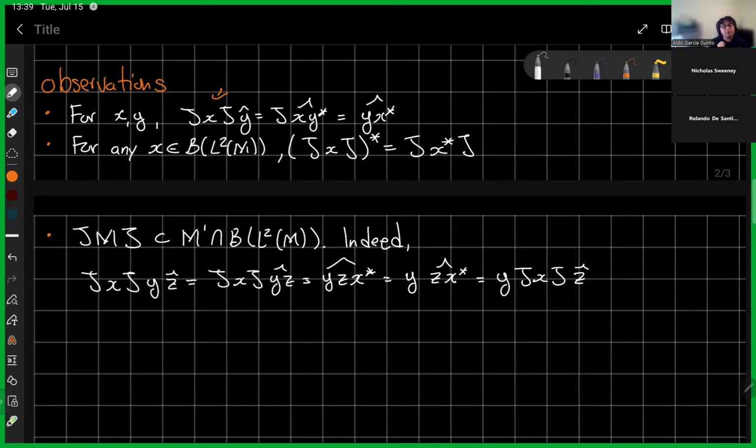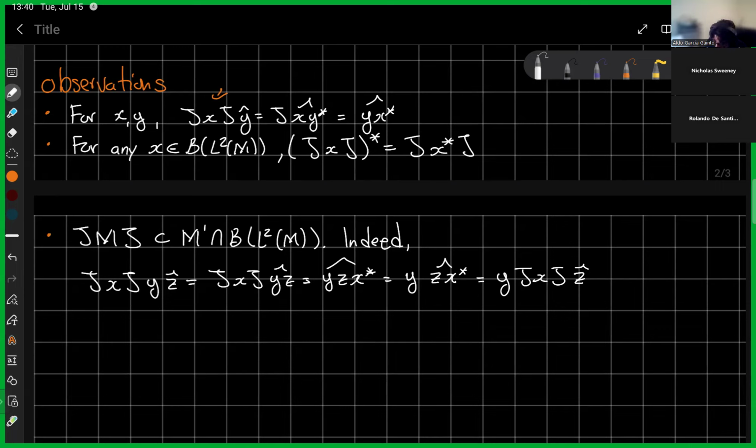Okay. A question that probably comes up a lot is why am I only checking this in M hat, in this dense subspace? This is mainly because all of these operators are bounded. So what you would do is a density argument to show that it's true for everything.